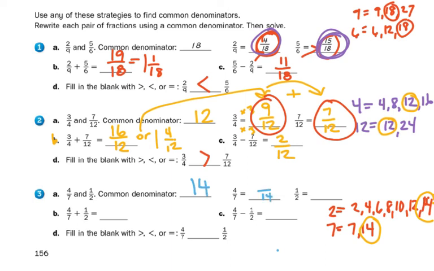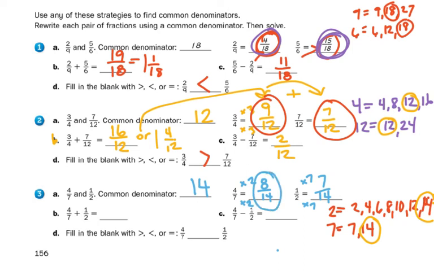So I'm going to change each denominator to 14ths. Multiply by 2 in the denominator, multiply by 2 in the numerator. Multiply by 7 in the denominator, multiply by 7 in the numerator. So there we have equivalent fractions. Now I can add those.